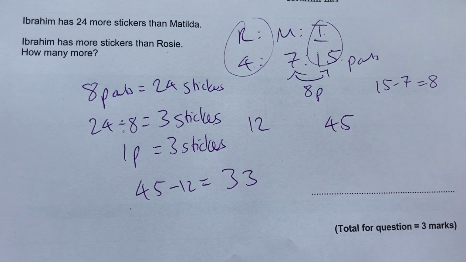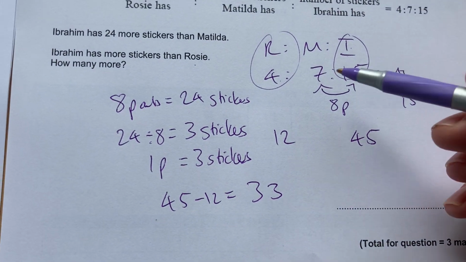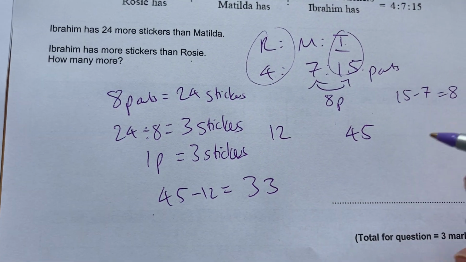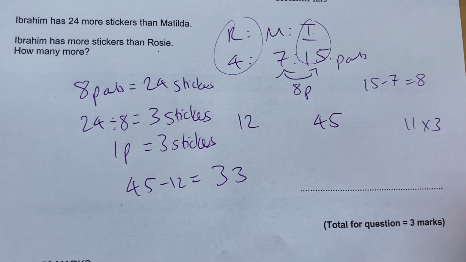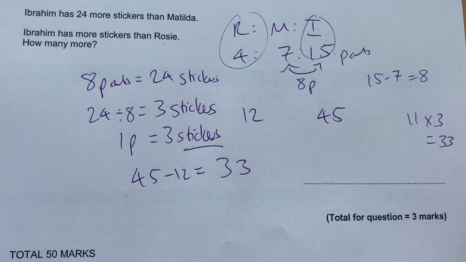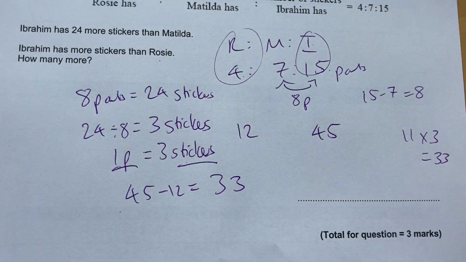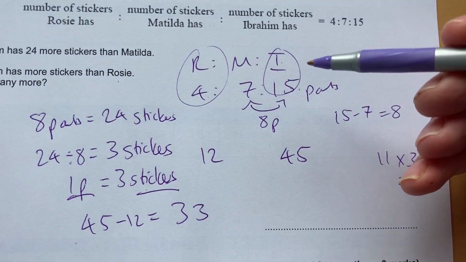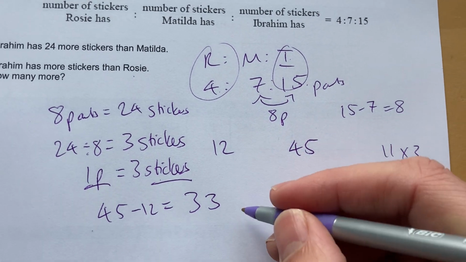There are different ways you could have done that. I could have done the parts. 15 minus 4 is 11, and then times that by 3. So just got to keep track of whether you're going through stickers or parts. Okay, so Ibrahim has 33 more stickers than Rosie.